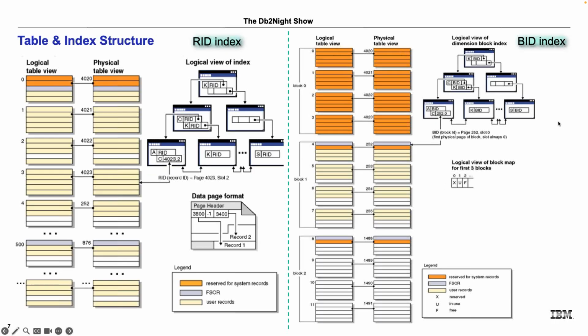And on the right, you see a block index, which is used for the MDC or ITC table. Instead of pointing to a row in the table, it is pointing to the block. So it uses the block ID to map back to the group of pages with rows. All right.